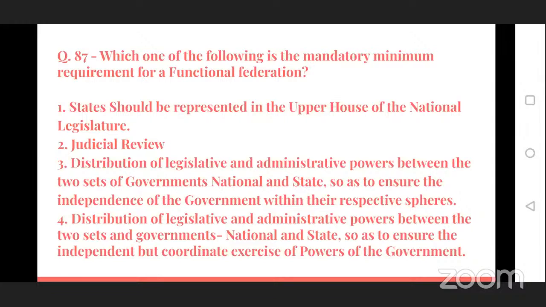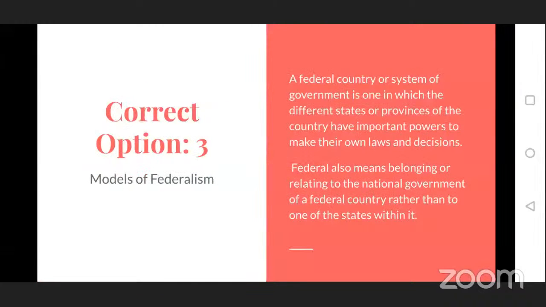The answer to this question is option number 3, that is distribution of legislative and administrative powers between the two sets of governments, national and state, so as to ensure the independence of the government within the respective phases. We all know what the federal system is: there is a distribution of powers between state and center, and that is called the federal system.